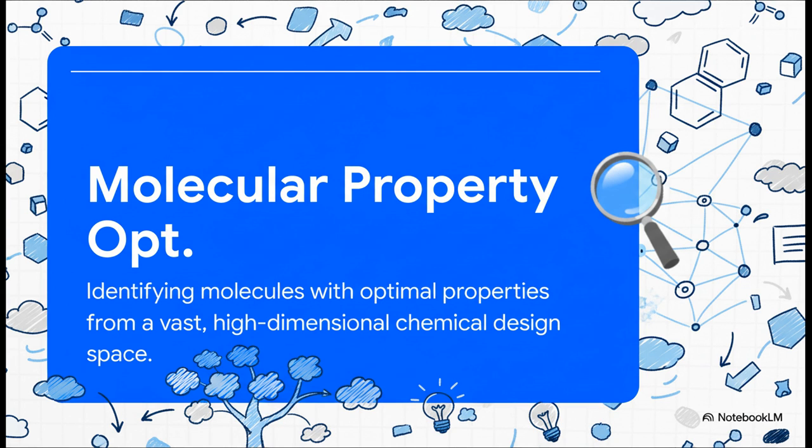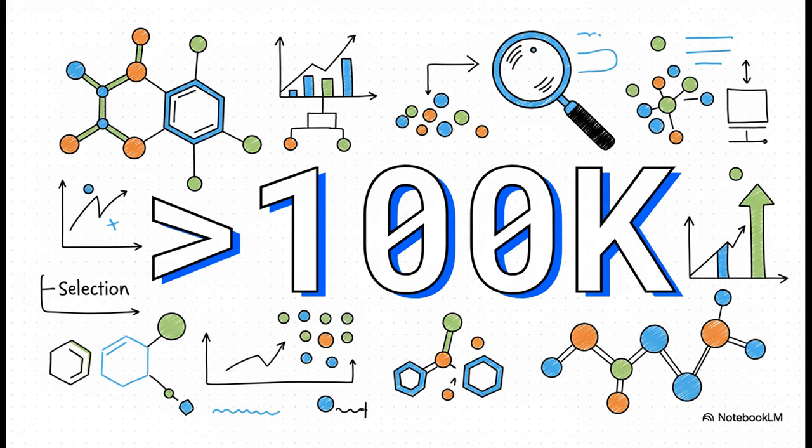And this isn't just an academic exercise. It's fundamental for advancements in everything from pharmaceuticals to new materials for energy storage. And to give you a sense of the scale we're dealing with, a typical chemical library used for optimization can contain well over 100,000 candidate molecules. When you're facing numbers of this magnitude, trying to search through every single one to find the best candidate is, for all practical purposes, computationally intractable.